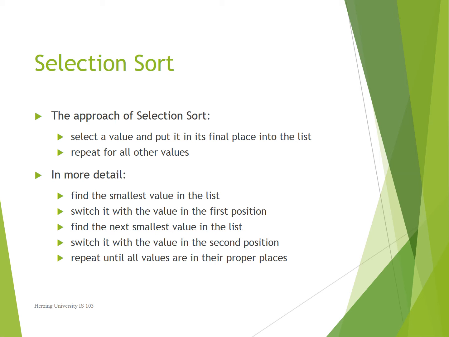So what is selection sort? Well, it's the approach of selection sort: select a value and put it in its final place in the list. Repeat for all other values. In more detail, find the smallest value in the list, switch it with the value in the first position, find the next smallest value in the list, switch it with the value in the second position, and repeat until all values are in their proper places.